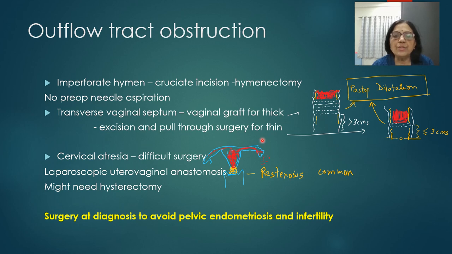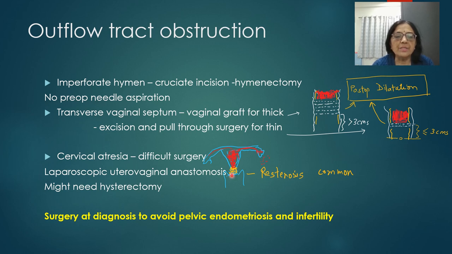Excision and pull-through surgery is to be done only when it is a thin septum and when the distance from the septum to the perineum is less than or equal to 3 cm. So this is an important point. Whenever these surgeries are done, post-operative dilatation is again required in these cases also, otherwise there is a risk of restenosis.